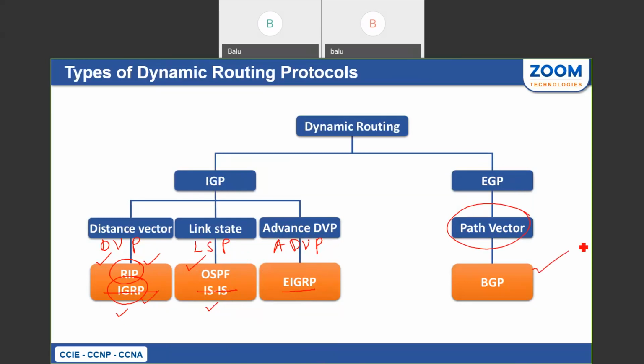We can say BGP is the backbone of internet routers, meaning service provider routers. The backbone protocol is BGP. So these are the dynamic routing categories. Let me go back to static routing.